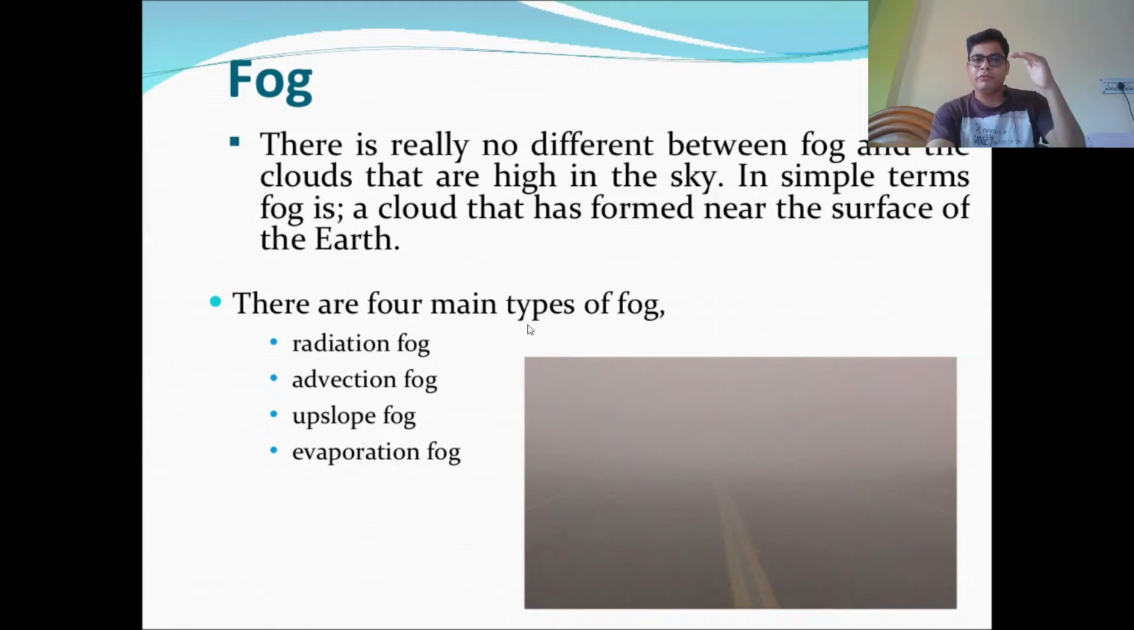You can see the fog when it is stored low, on the surface of the earth or near the surface of the earth. At that time it is called fog. It is one type of clouds also. There are four types of fog: radiation fog, advection fog, upslope fog and evaporation fog. So this thing we have to memorize.